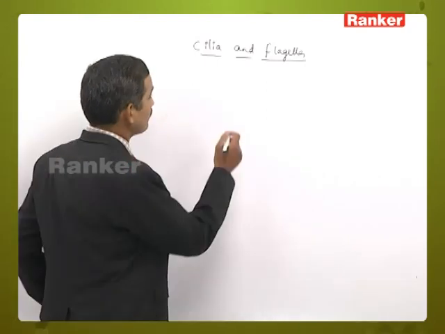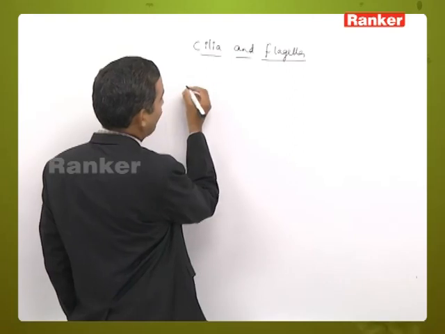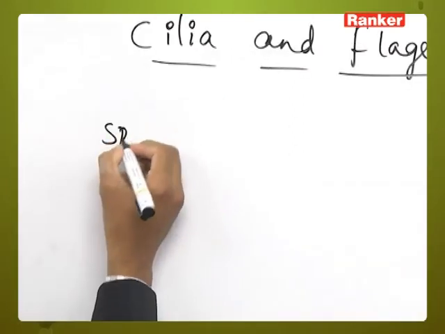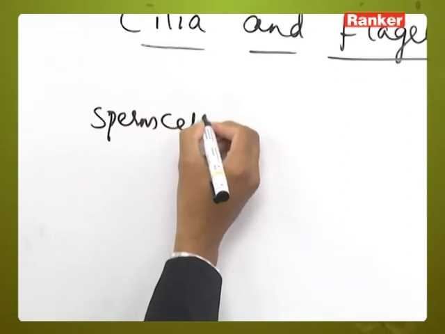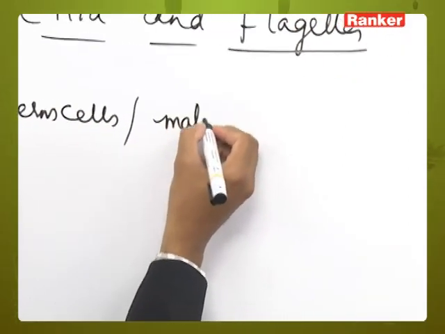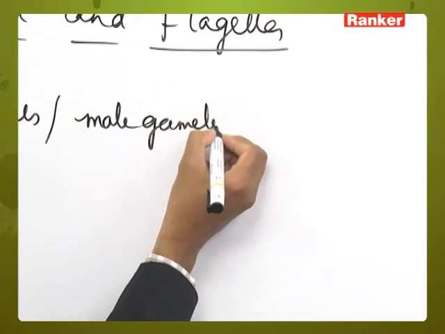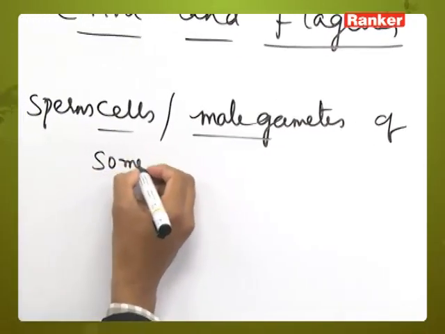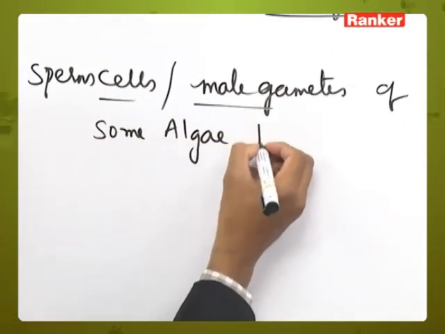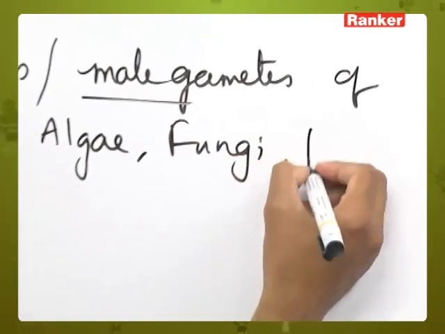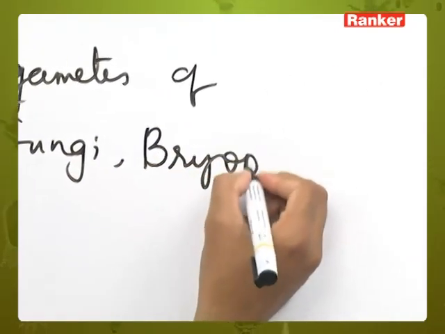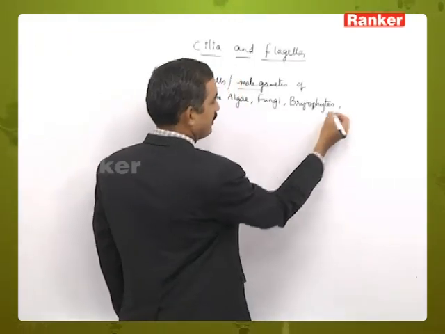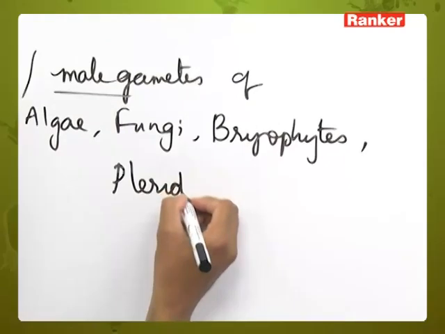So in this one we can see cilia and flagella as locomotive structures in the sperm cells or the male gametes of some of the algae, some fungi, and they can also be seen in the bryophytes. All the bryophytes, the majority of the bryophytes we can say, and the majority of the pteridophytes.